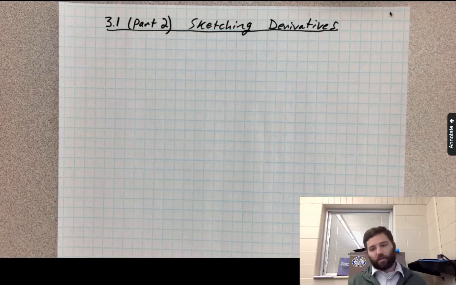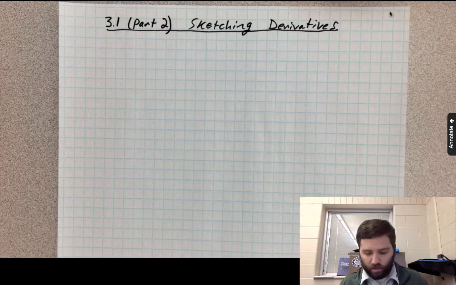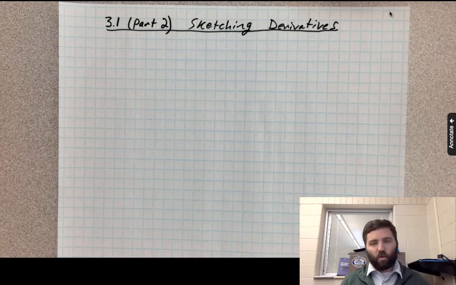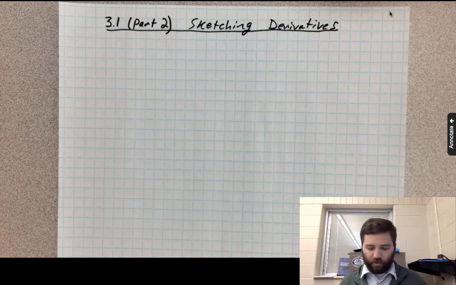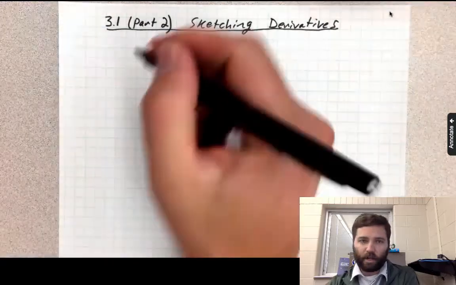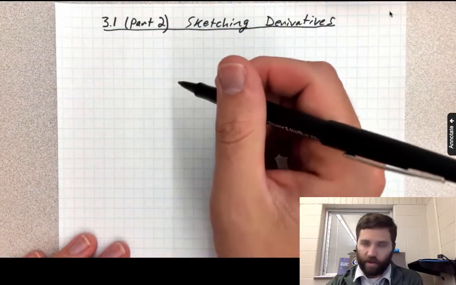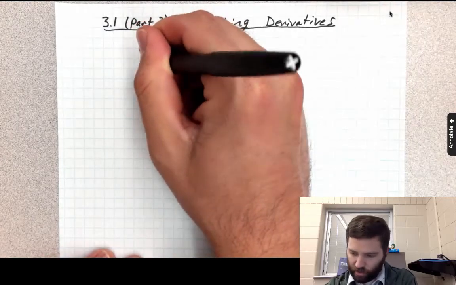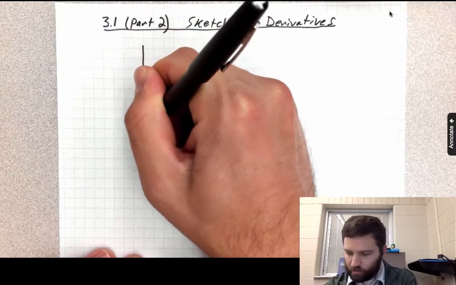All right, now what I want you to be able to do is take a graph of a function and then sketch what the derivative will look like from the graph of the function, okay? So in other words, you don't know what the function is, but you want to graph what its derivative is. So let's start off here with a function.